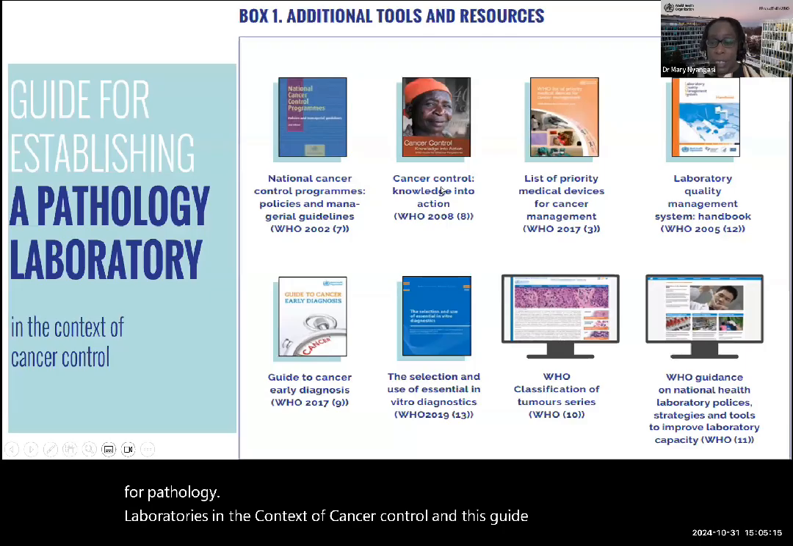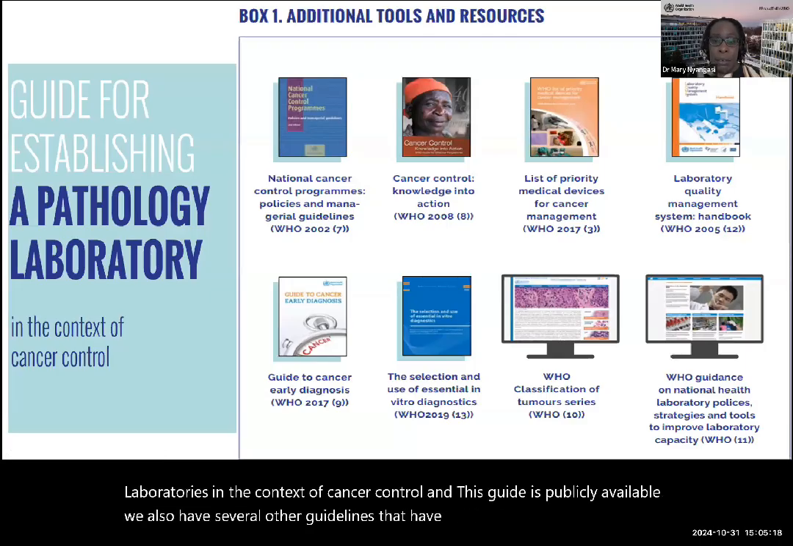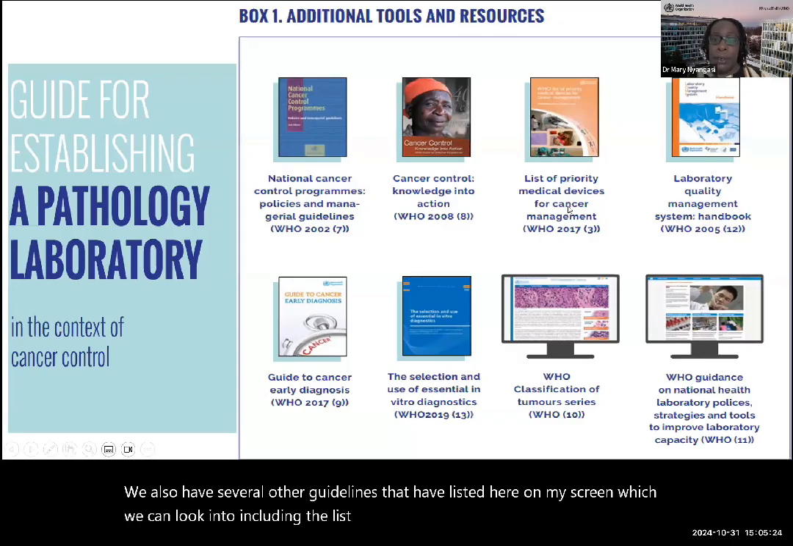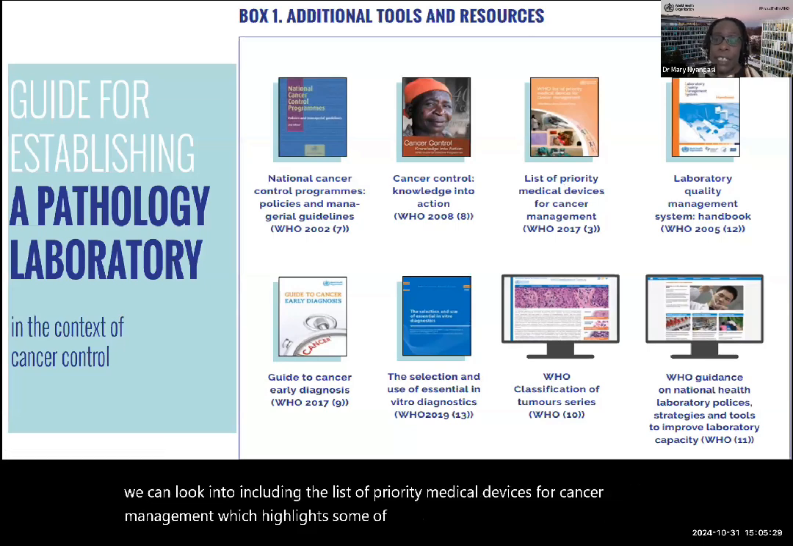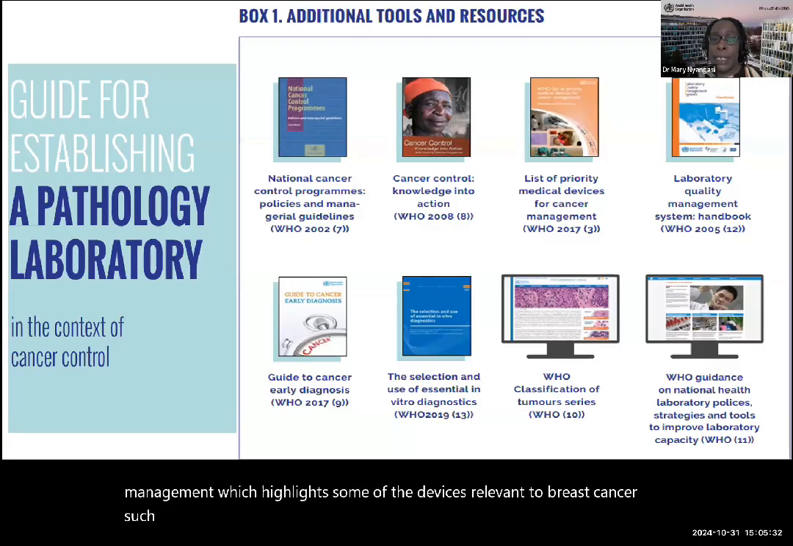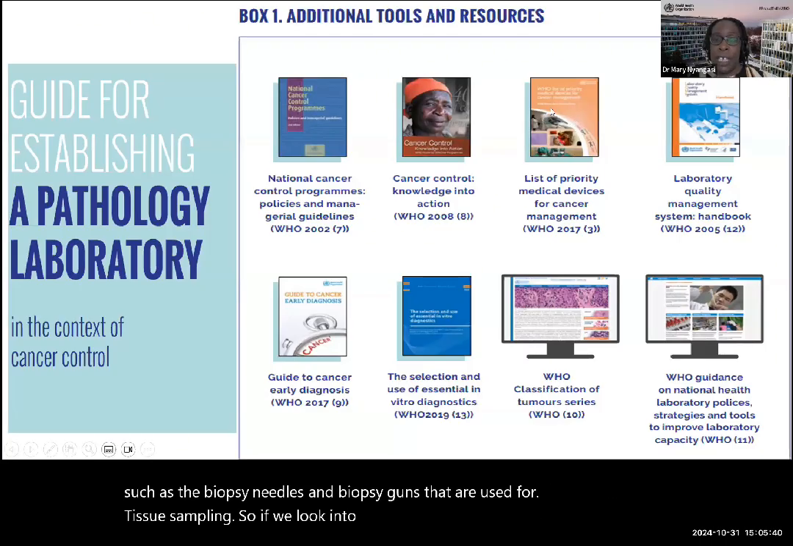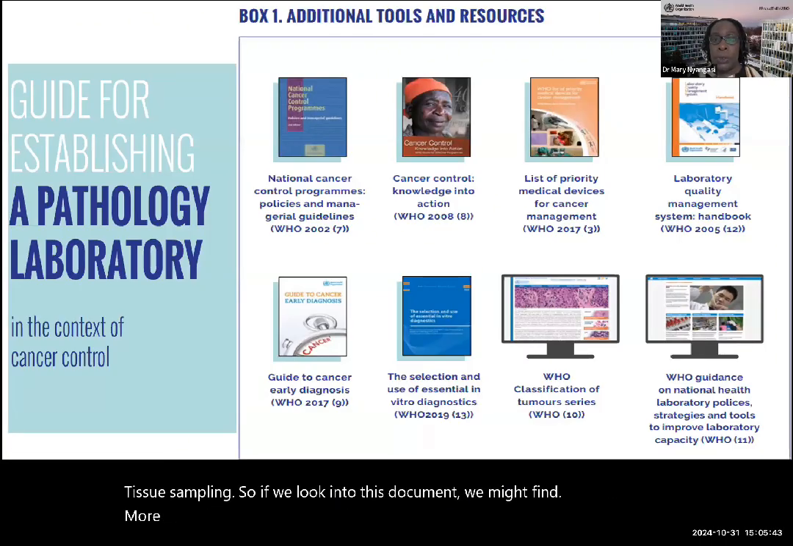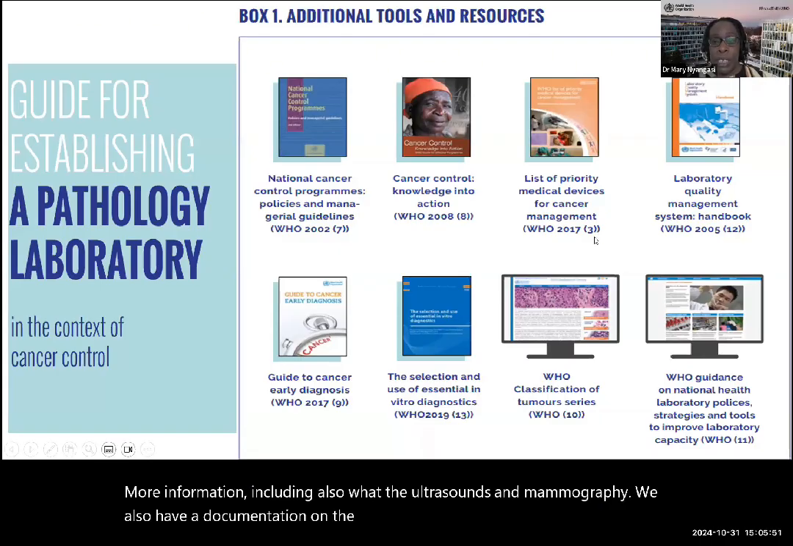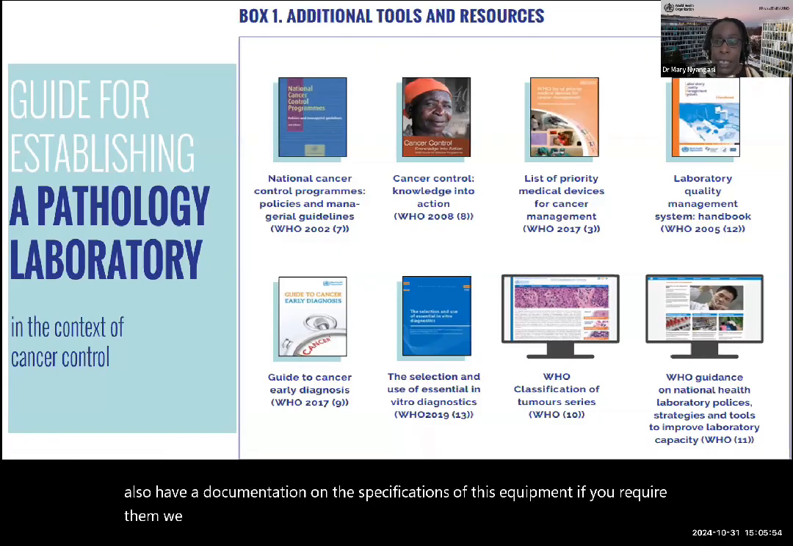We also have several other guidelines I have listed here on my screen, which we can look into, including the list of priority medical devices for cancer management, which highlights some of the devices relevant to breast cancer, such as the biopsy needles and biopsy guns that are used for tissue sampling. If we look into this document, we might find more information, including on ultrasound and mammography. We also have documentation on the specifications of this equipment. If you require them, we can provide guidance to you.